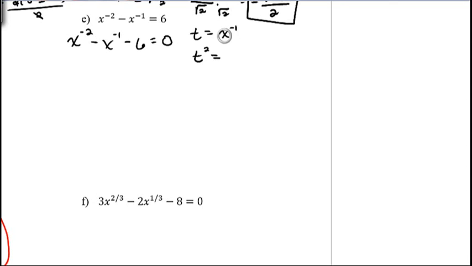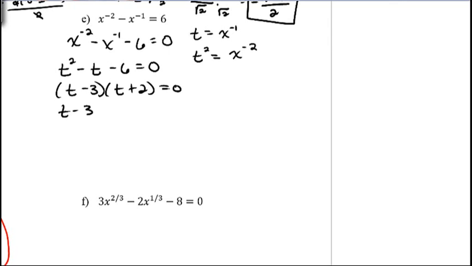If you take x to the negative first times x to the negative first, you would get x to the negative second, as you add exponents, and negative 1 plus negative 1 is negative 2. So this term is going to become t squared, sorry, and this term becomes t. So we get t squared minus t minus 6 equals 0. This factors. Factor negative 6 so that the sum gives you negative 1. That would be t minus 3 times t plus 2.